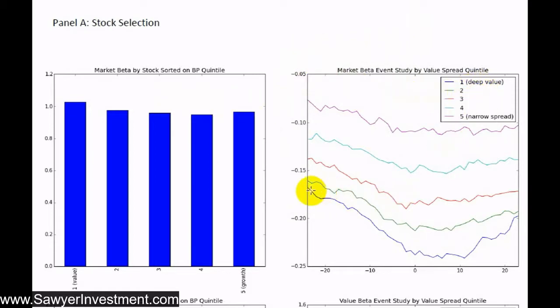And we also see that the deep value time period showed the most negative betas to the market, and the narrowest value spread showed the highest beta out of all of these, although it's still negative. So I might say the value strategy in itself provides a good hedge against market risk, but the time periods with the deepest value situations had the best hedge against the market risk.